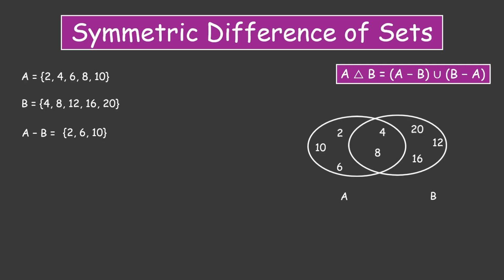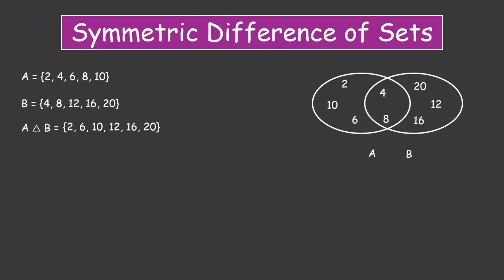Now, the difference of B and A. That is the elements which are only in B and not in A. That is 12, 16, and 20. Now, we need to do union of these two sets. So, let's do that. It is 2, 6, 10, 12, 16, and 20. This part and this part, right?